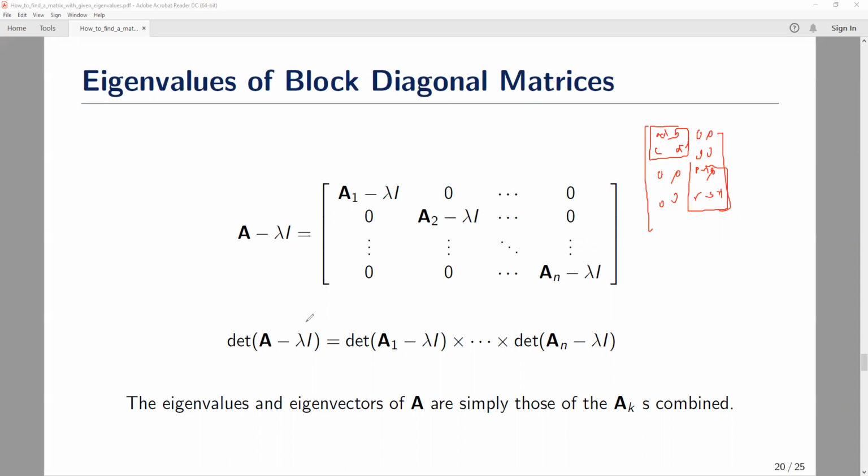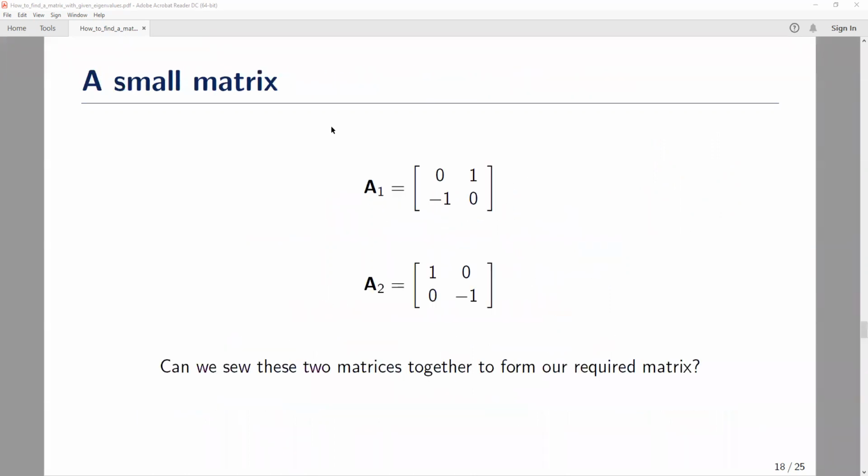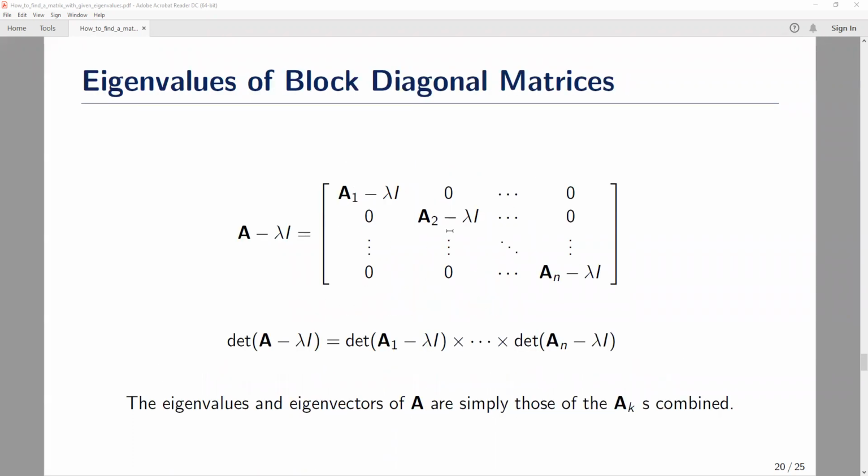So we get that A minus lambda I has exactly the same eigenvalues as A1, A2, up to AN. That means the eigenvalues of A are simply those of the Ak combined. That's a pretty strong result, right? It's actually a beautiful result. Now the problem is almost solved, and this intuition was correct. We can actually use the block diagonal to form a matrix with the given eigenvalues.